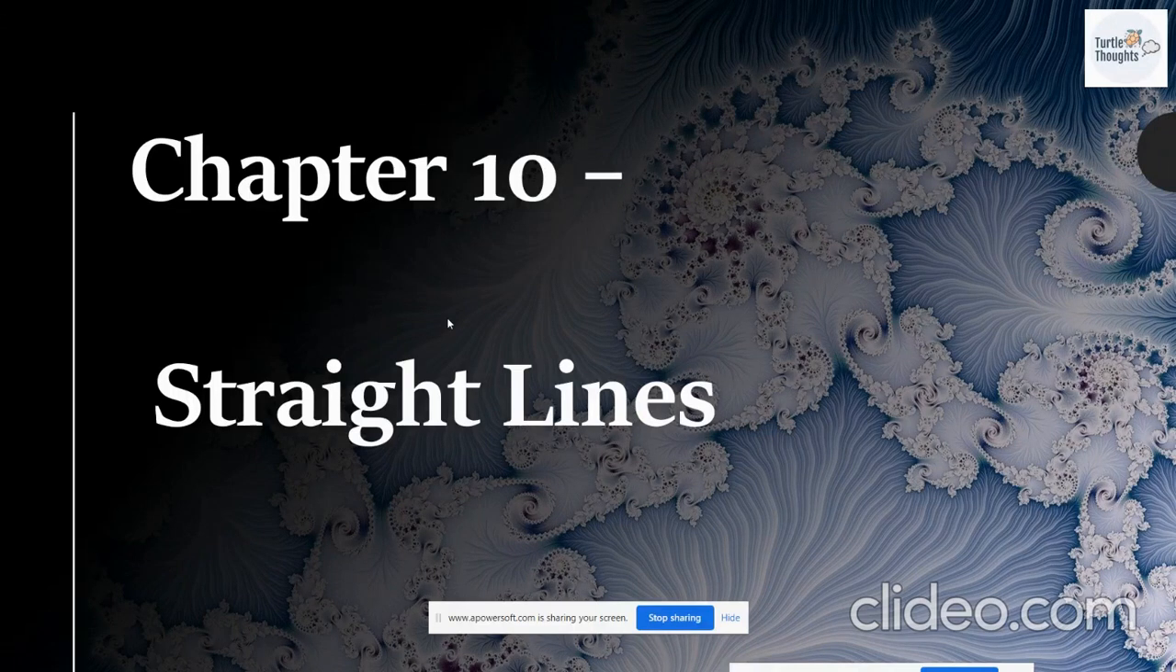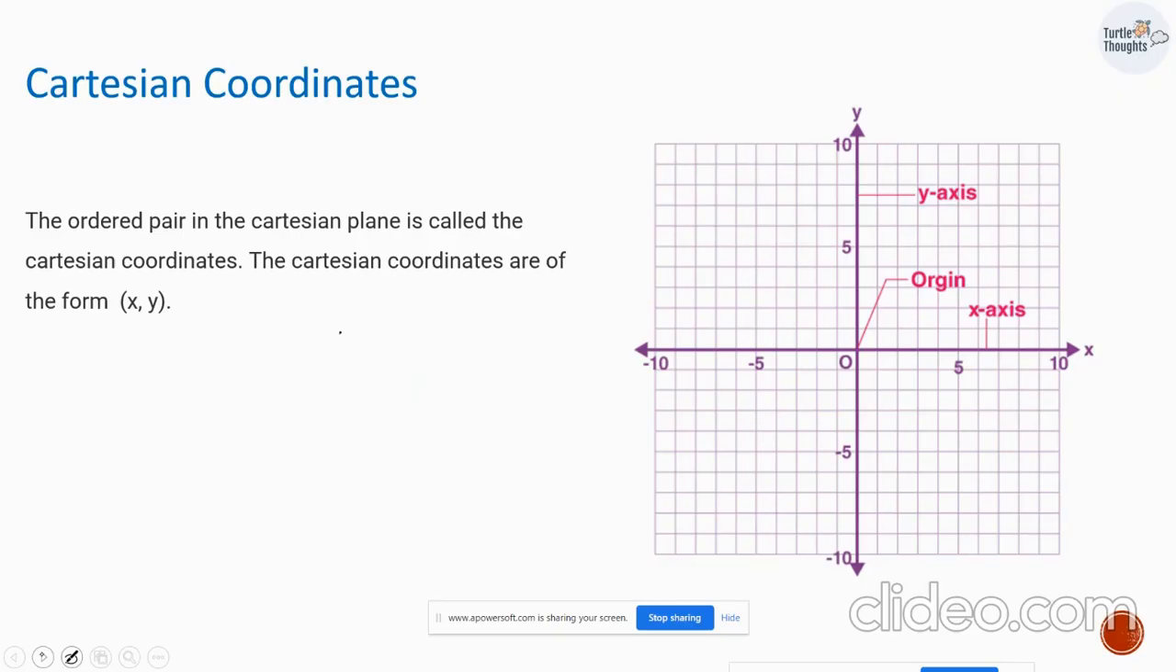Good evening, everyone. In today's class, we are going to start with the 10th chapter, that is straight lines. Straight lines comes under the topic of geometry. So before I start with the topic, I want to brush up a few things which you have studied in your earlier classes. So, Cartesian coordinates.